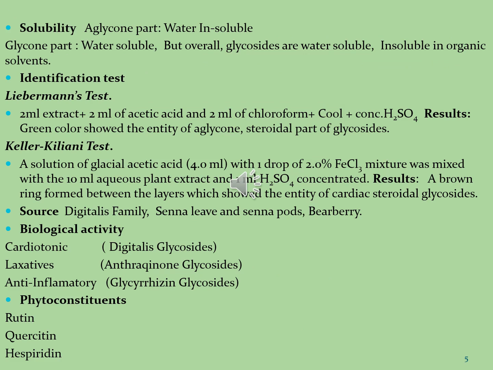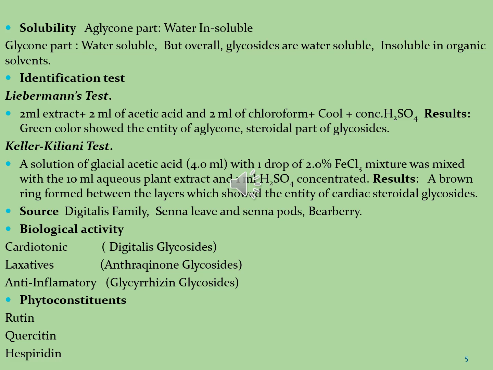Let's see the solubility of glycosides. Since glycosides have two parts, the aglycone part and the glycone part, the aglycone part is insoluble in water, while the glycone part is water soluble. But overall, glycosides are water soluble and insoluble in organic solvents. Let's see the identification tests of glycosides. Glycosides can be identified by two tests: the Liebermann-Burchard test and the Keller-Kiliani test.